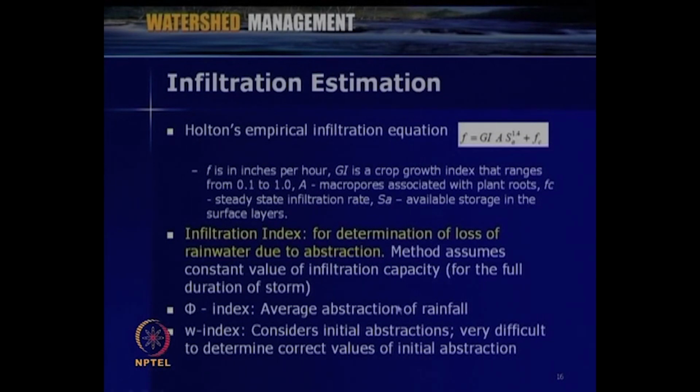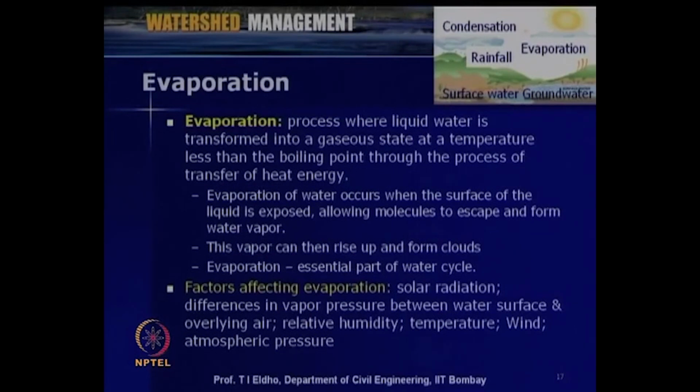So, phi index, and another index is called the W index. This considers initial abstraction, and it is very difficult to determine the correct values of initial abstraction. So, commonly with the phi index, we can simply say that this much percentage of the precipitation is going as infiltration. But if sufficient data is available and if we are looking for an accurate measurement of the infiltration, then we have to use various models like Phillips model or Horton's empirical infiltration equation. So, this is about the estimation of the infiltration. As I mentioned, infiltration is one of the most important hydrologic processes which we have to consider, and the precipitation to runoff depends upon the percentage of infiltration taking place at the considered location.